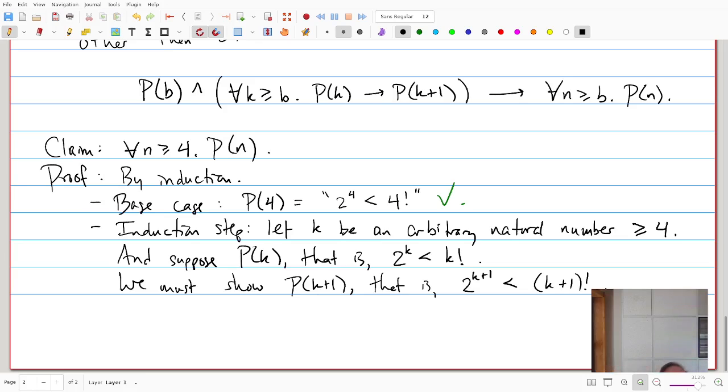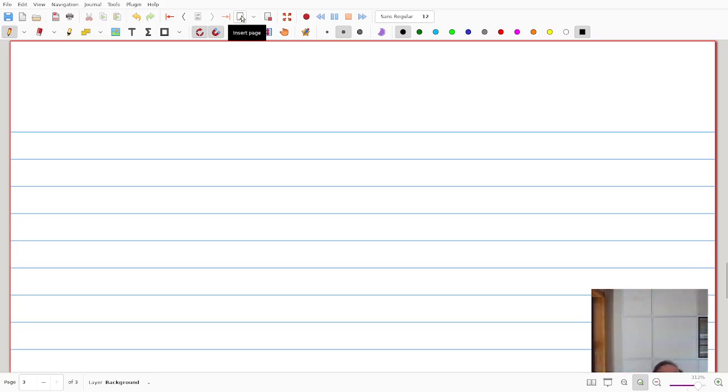Why do we keep getting to the end of a page right in the middle of a group? Okay.